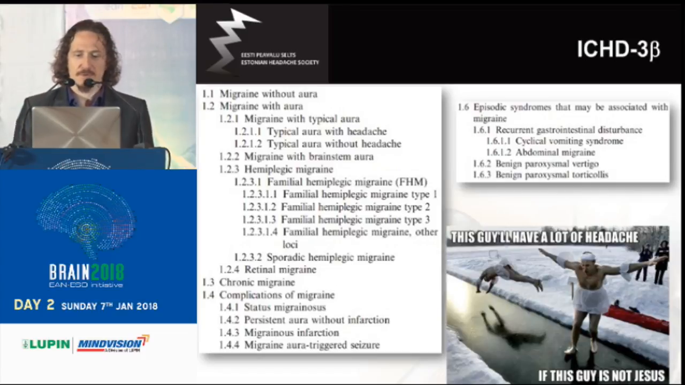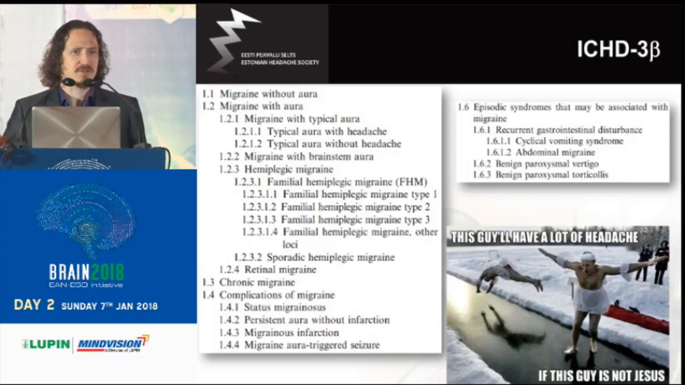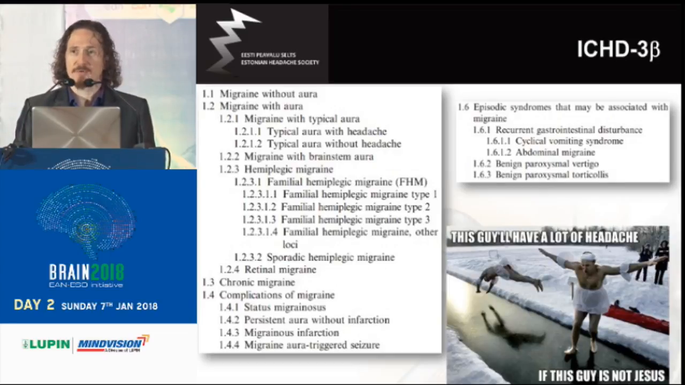For instance, we are talking about cyclical vomiting syndrome or abdominal migraine with pain in the stomach, or benign paroxysmal vertigo. And I'm not talking about classical vestibular disorder, which is usually a problem in older age, but in young people, in those in whom it keeps repeating on a regular basis, etc. So we are talking about quite a heterogeneous phenotype here.